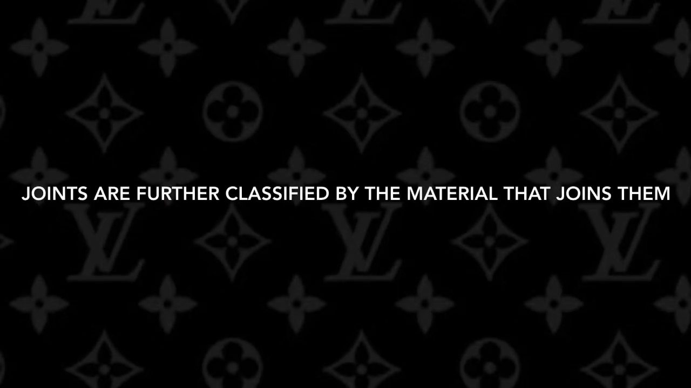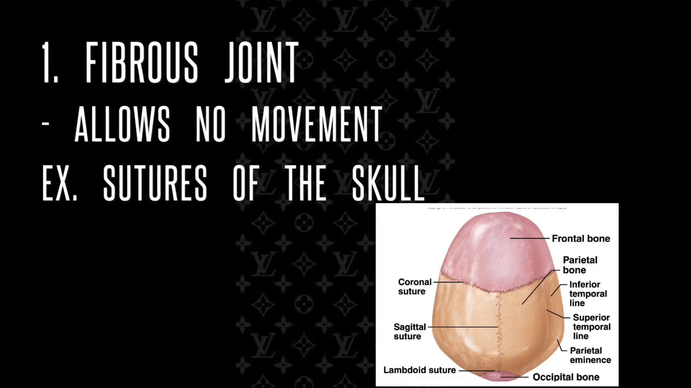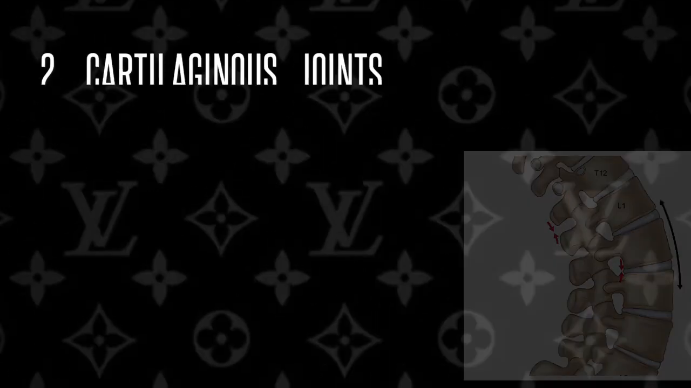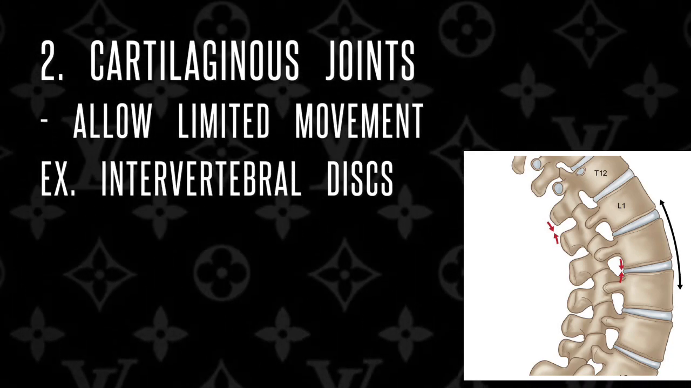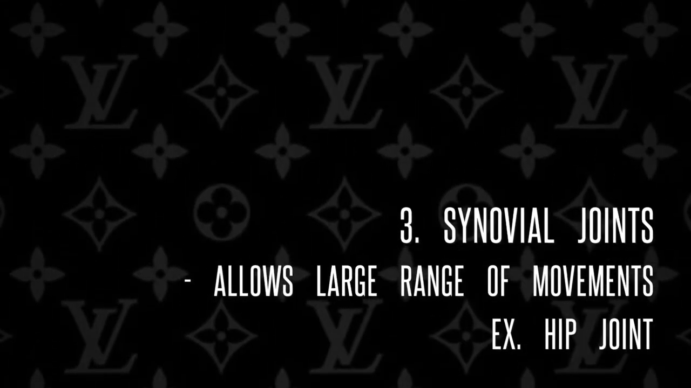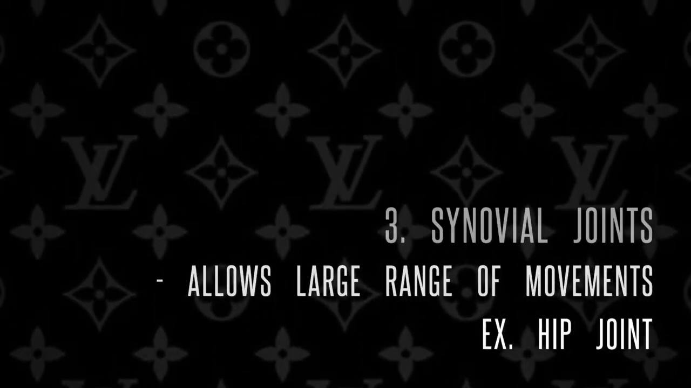Moving on, joints are further classified by the material that joins them. The first one, fibrous joints, which allow no movement and are joined by fibers. Next, the cartilaginous joints, joined by cartilage, which allow limited movement. Last is synovial joints, which allow a large range of movements.